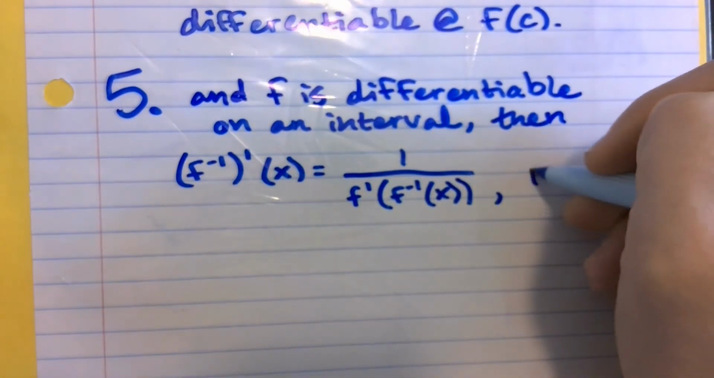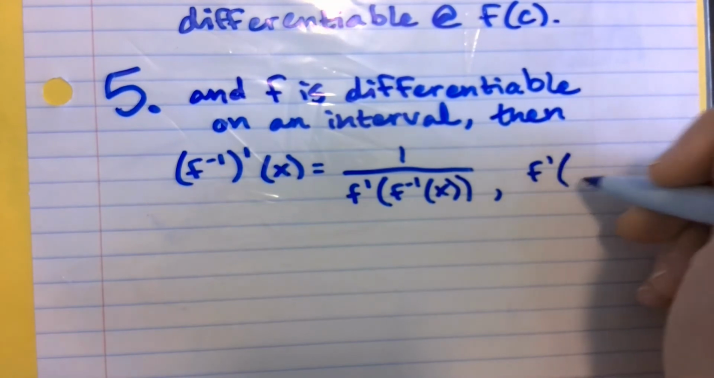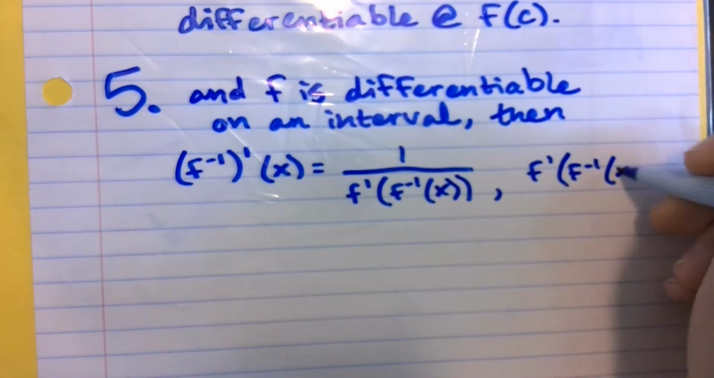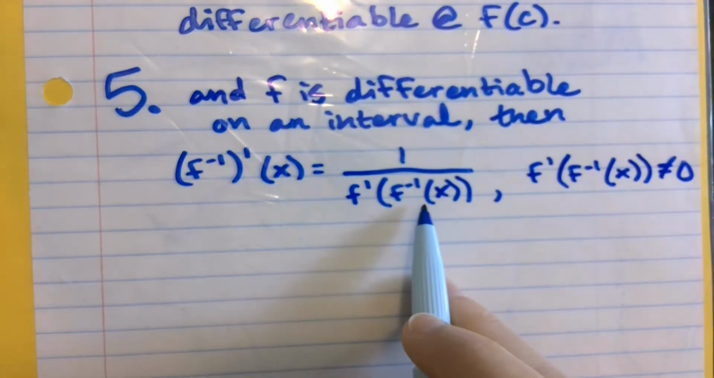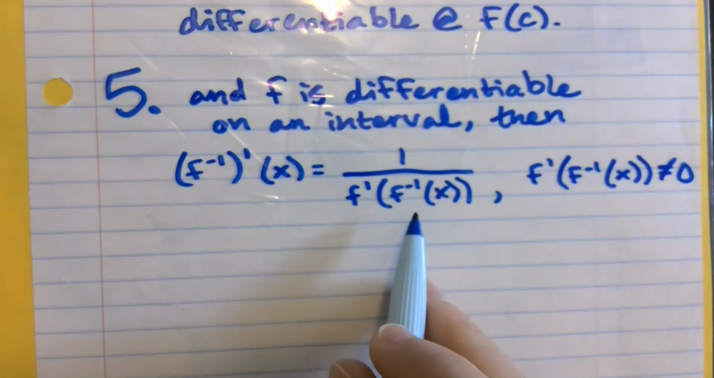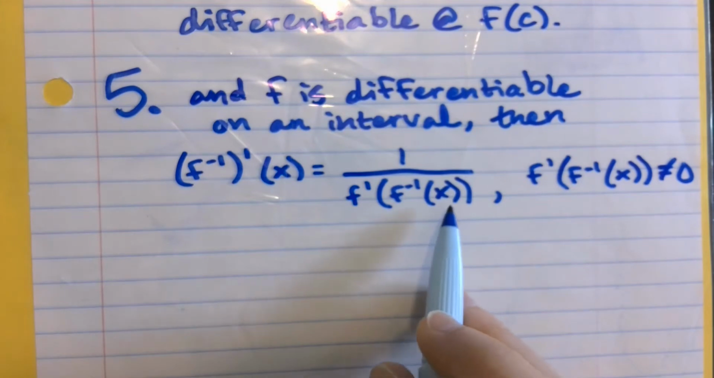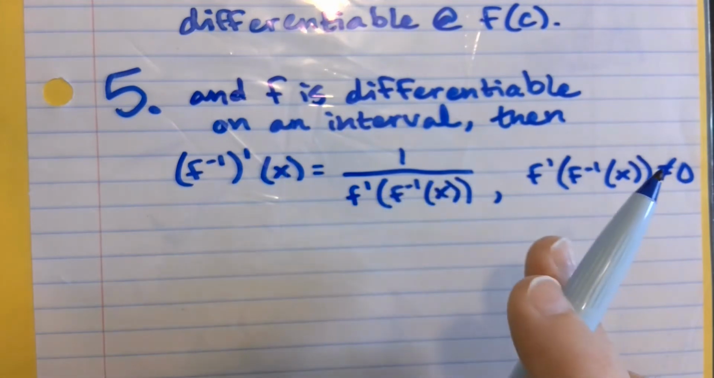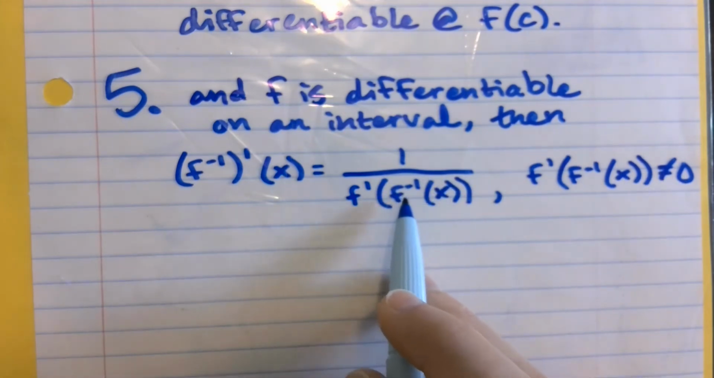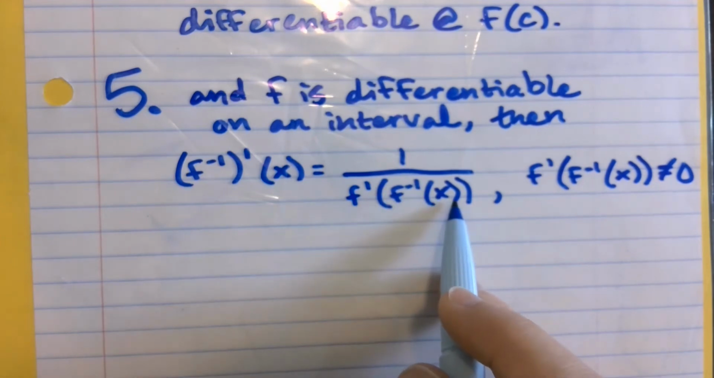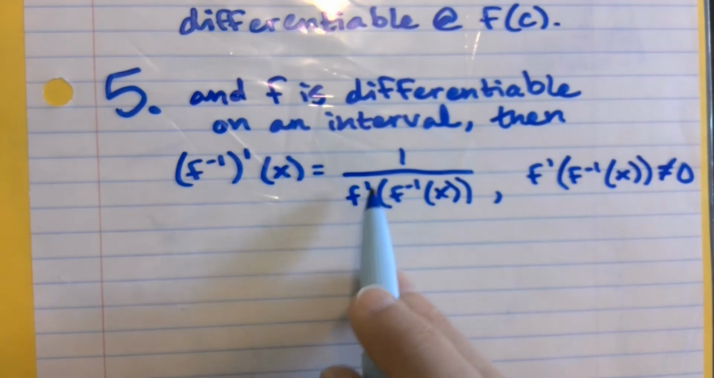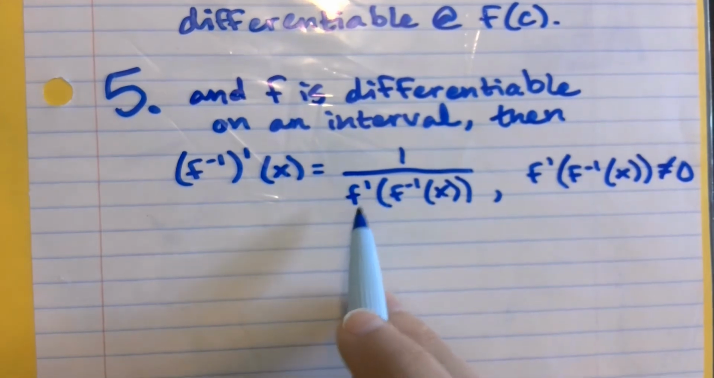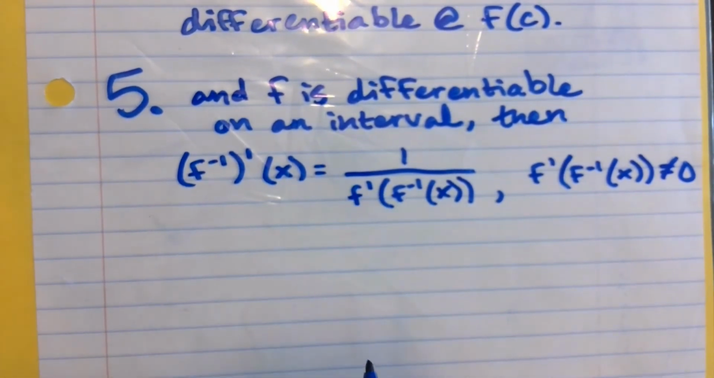We do have the condition on here that f prime of f inverse of x can't be 0, because otherwise we'd be dividing by 0. So what we're going to be doing here, remember with a composition of functions, you always want to start with the inside and work your way out. So we are going to have to know what f inverse of x is. That's going to be our first step. And then we're going to be finding the derivative of our original, so the derivative of f at that point.